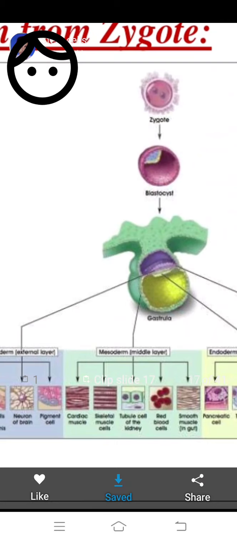Okay, we observe the mesodermal formation is the muscular system. Muscular system, RBC and tubule cell of the kidney. Kidney tubule cell formation.